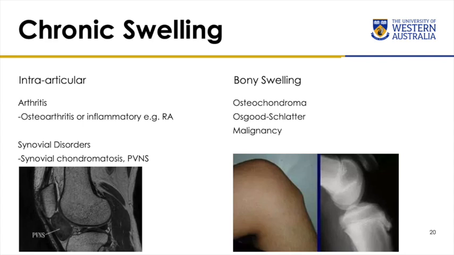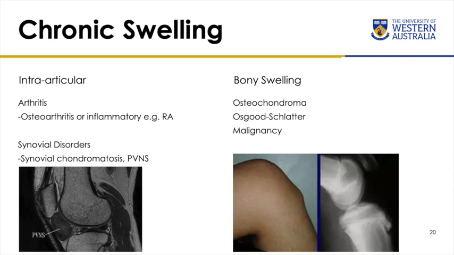Diagnosis is usually obvious from an MRI scan, such as pictured here, and can be confirmed with a synovial biopsy. Because the knee is a superficial joint, bony swellings of the distal femur and proximal tibia are often visible and palpable.